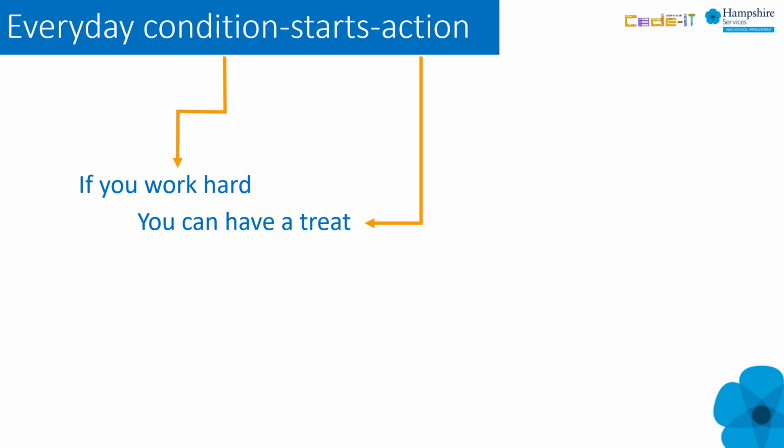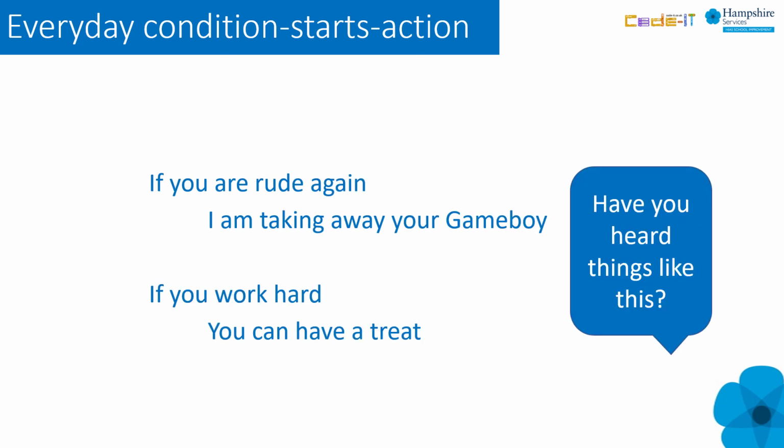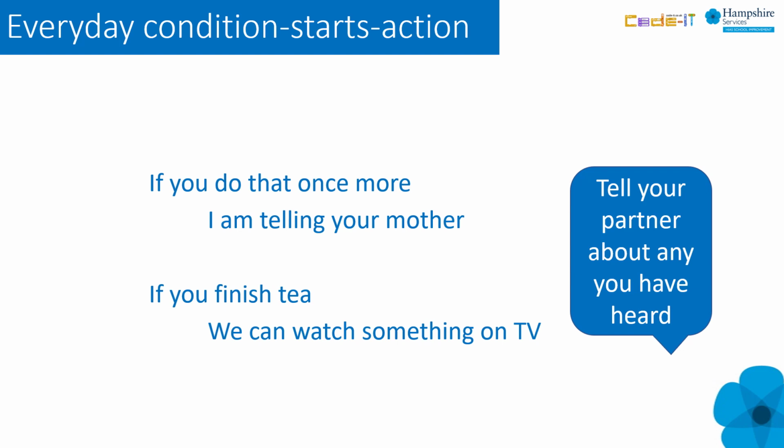It helps to identify the condition and the action in the algorithm. Pupils will have lots of experience of everyday conditions that start actions. When adults say these type of things, they are making the actions, in this case, Game Boy access or a treat, dependent on meeting the condition. Recalling everyday conditions that start actions will help pupils to relate conditions that start actions to a pre-existing knowledge they already have.